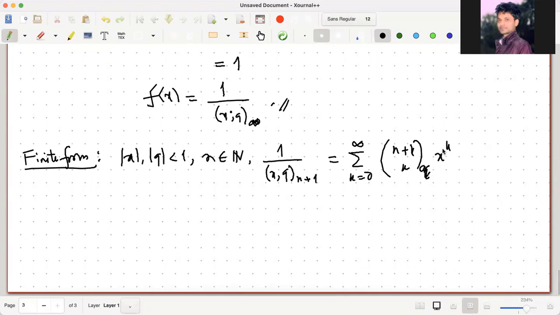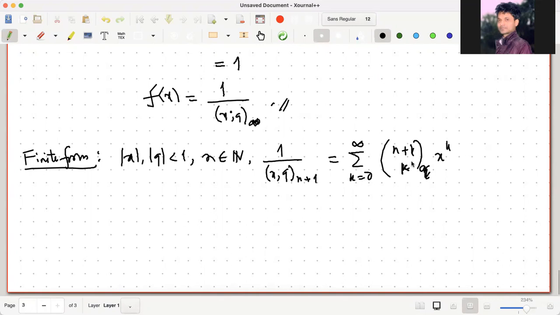So you will notice that the coefficient of x to the power k is now the generating function for partitions into at most n parts, where each part is at most j. So that was the result that we discussed last time.